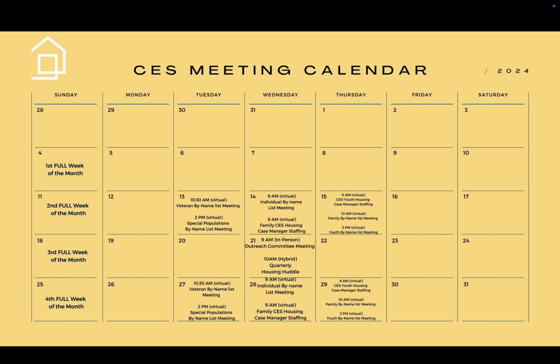This is our monthly calendar meeting. It is on top of every meeting email that you receive. As you can see, there are no meetings on the first full week of the month. We always start our meetings on the second full week of the month. And the third full week of the month is dedicated just to that community or outreach meeting. Again, this is on every email that you receive from the coordinated entry.